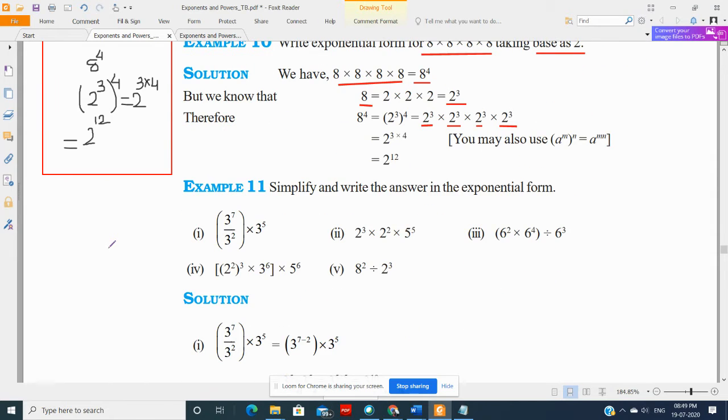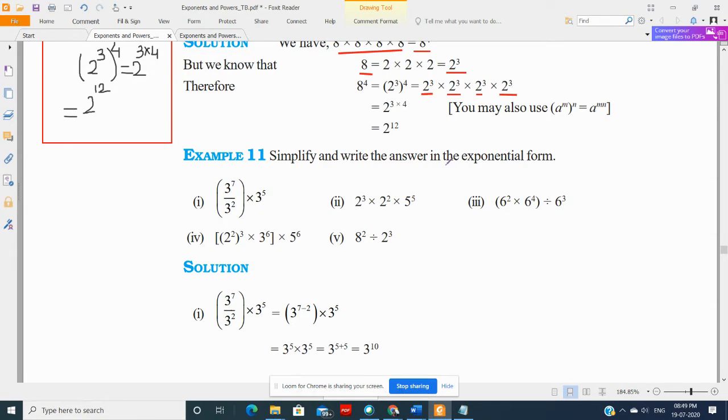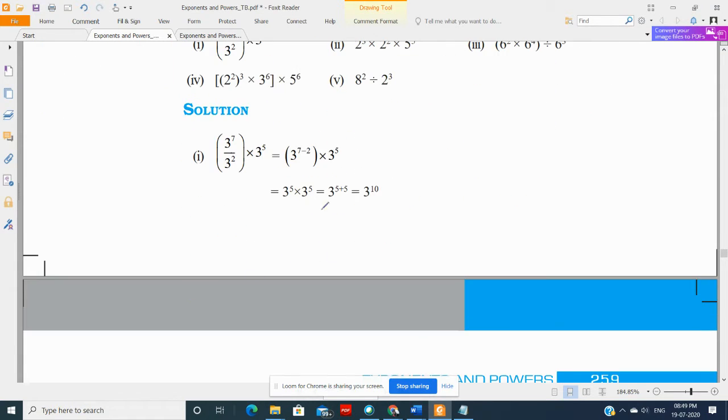Coming to the next example, simplify and write the answers in exponential form. So you first need to simplify, and your answer should be in exponential form, meaning you don't have to find the value of it. Okay, so let's see the first sum. See, this is 3 raised to 7, 3 square, divided by 3 square into 3 raised to 5.